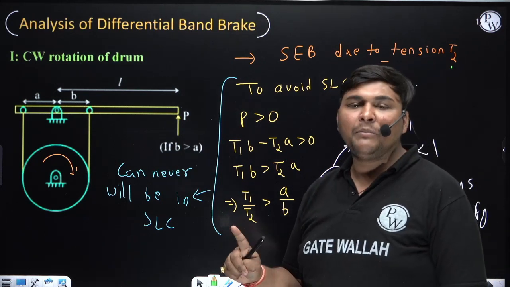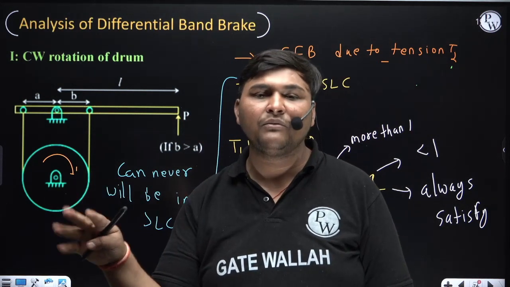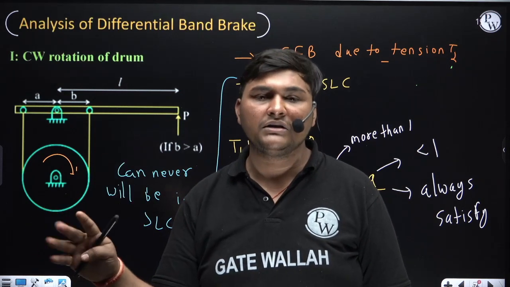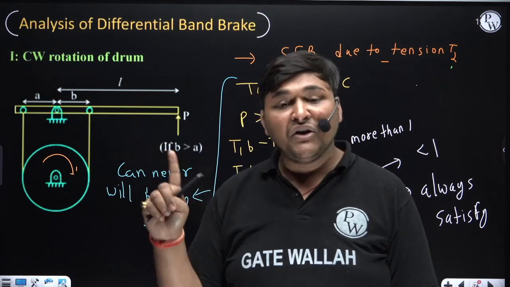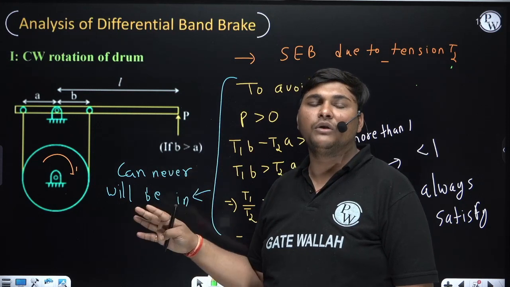A simple band brake will never be self-energizing, whether it is clockwise or anti-clockwise rotation. If it is never self-energizing, it will never go into self-locking condition. Regarding the differential band brake, it will be self-energizing for both rotations of the drum, whether it is rotating clockwise or anti-clockwise.